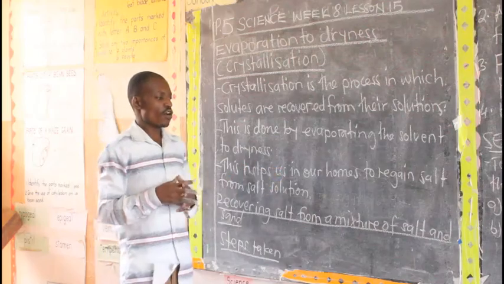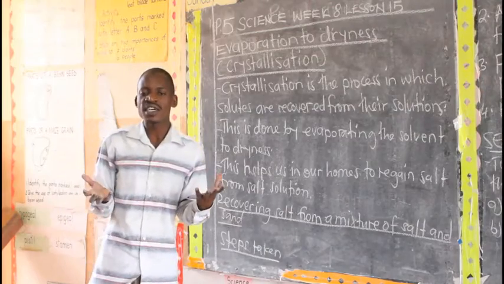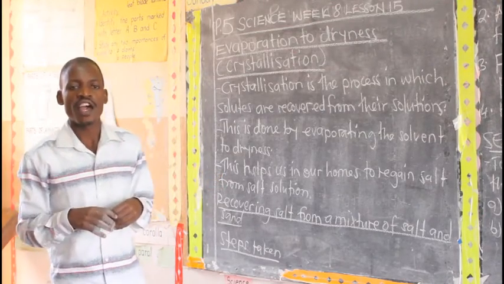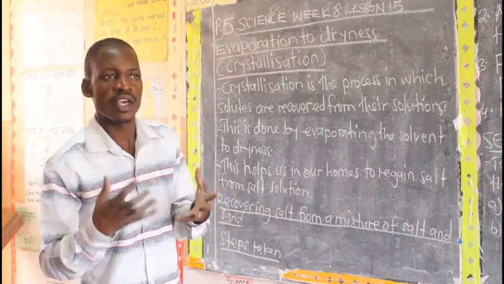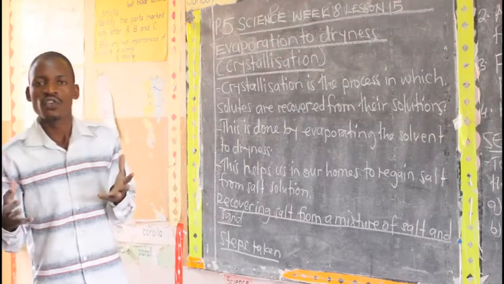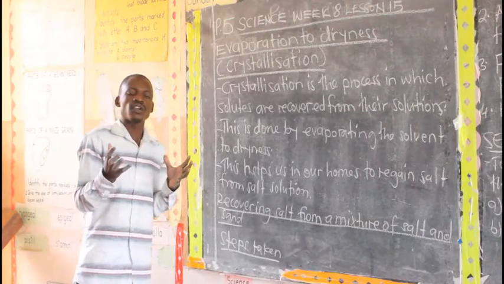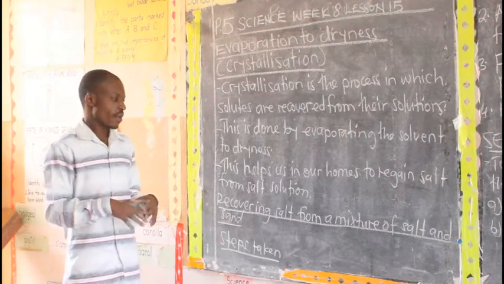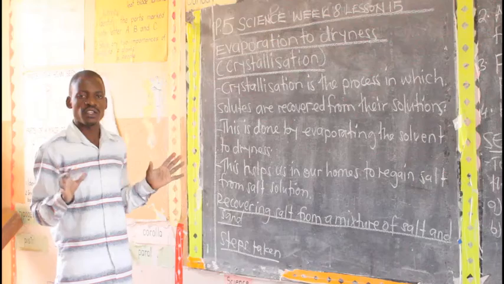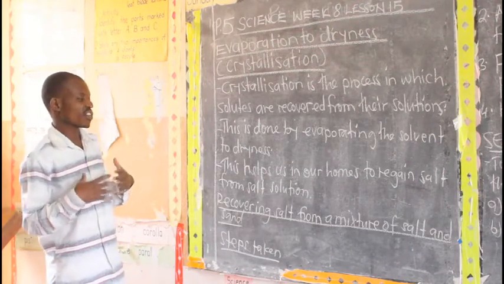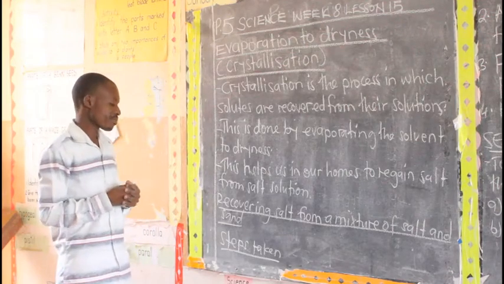This helps us in our homes to regain salt from salt solution. For example, you accidentally poured too much salt in water and you want to regain the salt. Make sure that you stir to make the solution of salt and water, then pour it in a saucepan, put it on fire, and boil until the water evaporates and the saucepan remains dry. As it dries, you will remain with all the salt at the base of the saucepan.